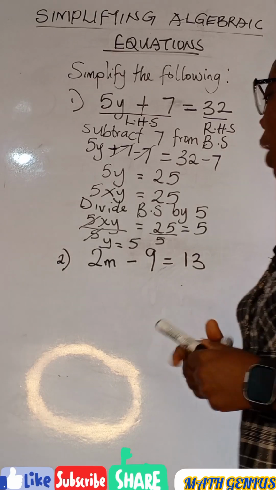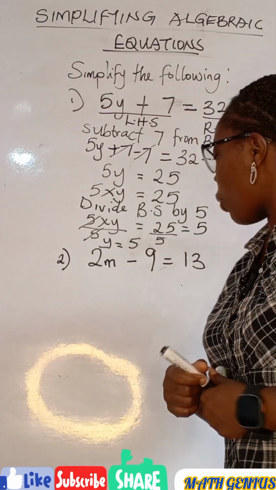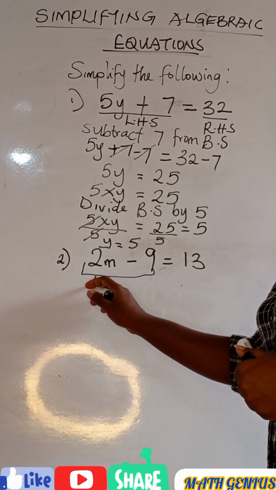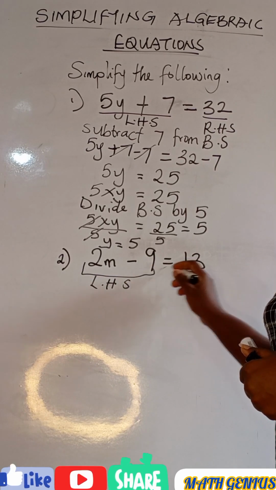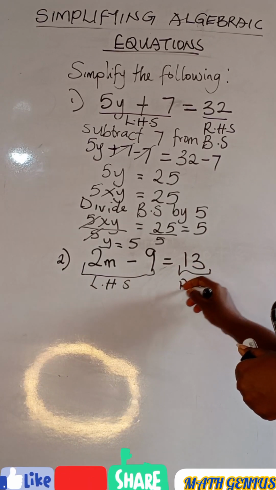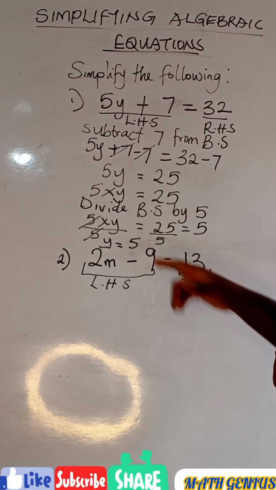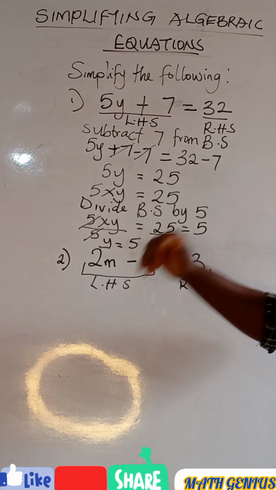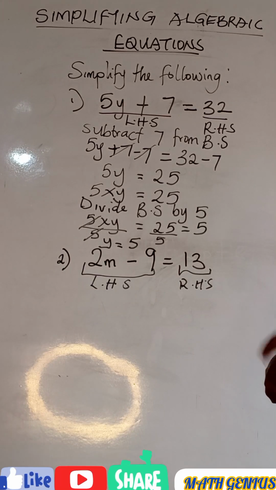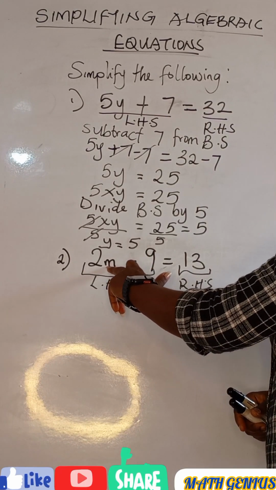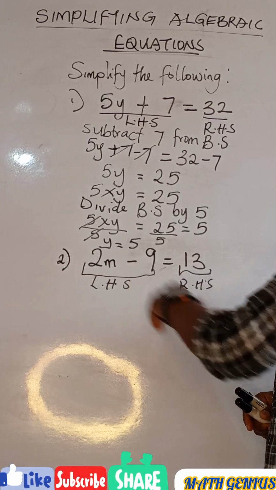Now we have 2m minus 9 equals 13. Of course, this is the left hand side and this is the right hand side. Because of the two sides and the equal to sign, we can say this is an algebraic equation. And the essence of us solving here is to find m, which is the unknown variable. We have to find m.